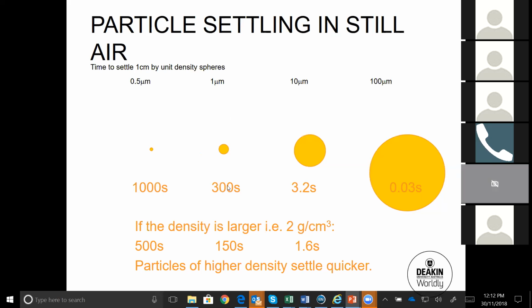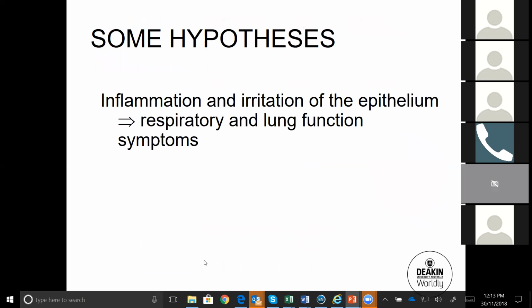As you can see, a 1 micron particle will stay in the air for around 300 seconds, a 10 micron particle for around 3.2 seconds, while big particles like 100 micron particles will just be in the air shortly, and then they will settle down due to gravitational settling. If the density of these particles is larger, their time in the air is shorter. So particles of higher density will settle quicker.